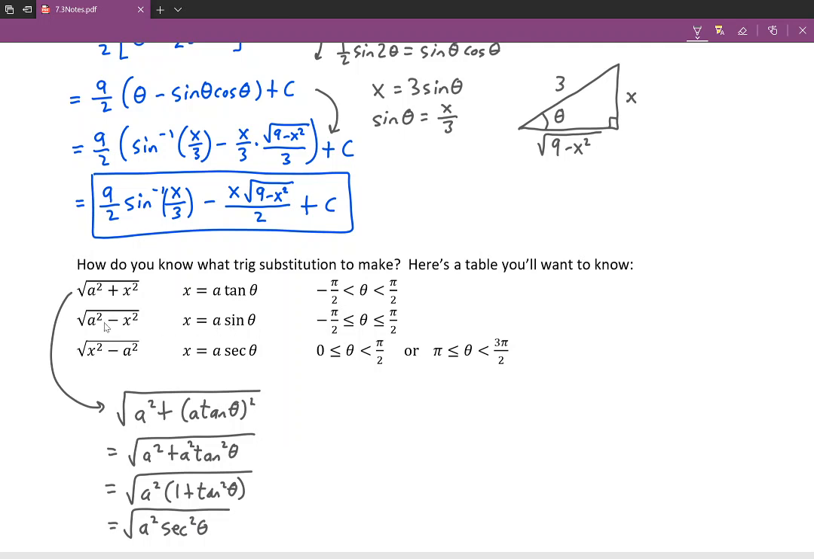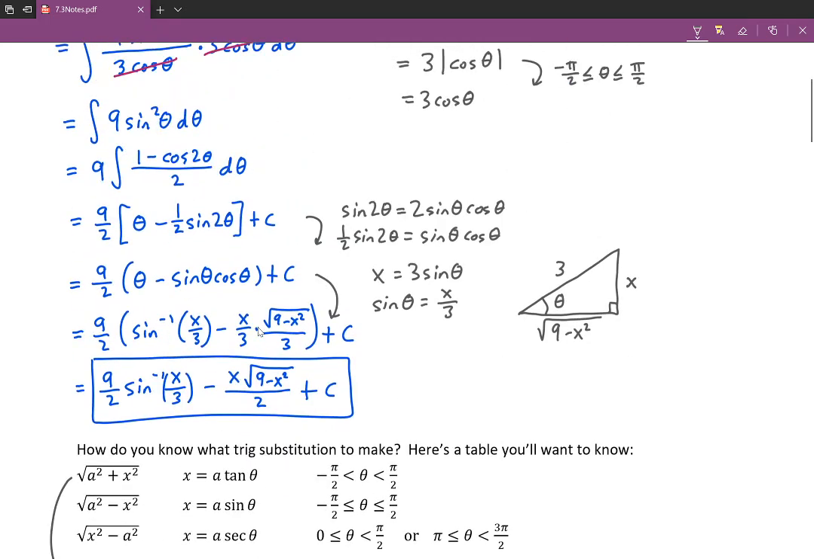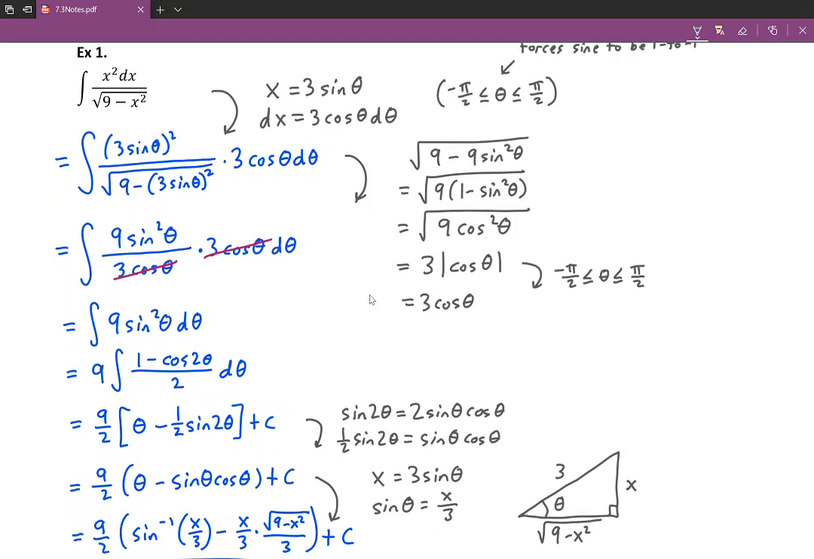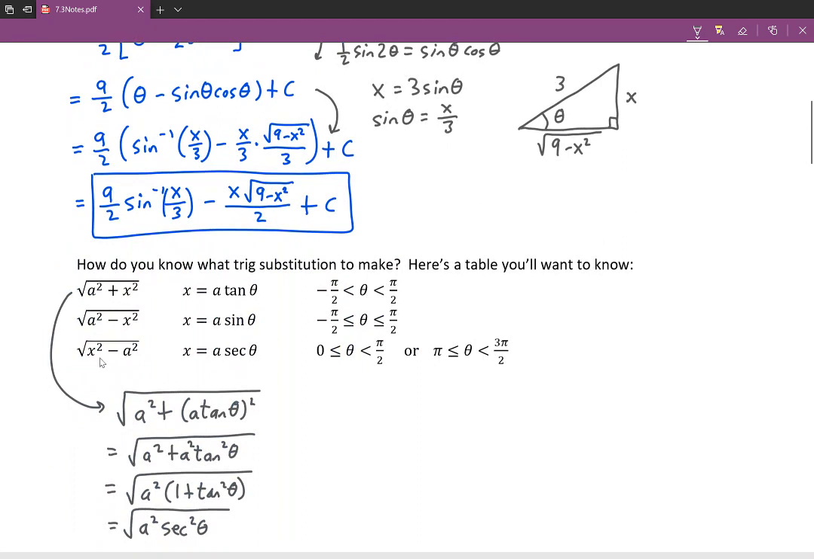So we already saw that with the square root of a squared minus x squared, you can let x equal a sine theta. Just going back up to our example, it was the square root of 9 minus x squared. 9 is like 3 squared, so that's why we put a 3 right here in front of the sine theta. And that helped us collapse the radical. For the square root of x squared minus a squared, you'd want to let x equal a secant theta. The restrictions for theta over on the right help you not only drop the absolute value, but also help you find inverse trig functions later on down the road.